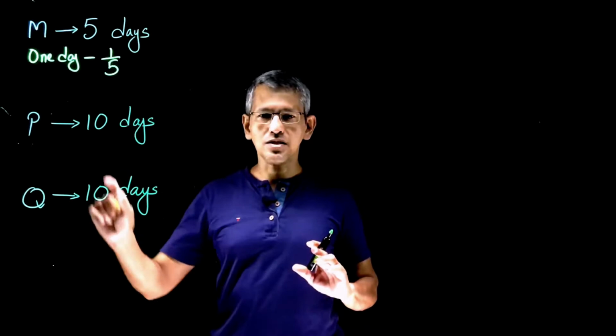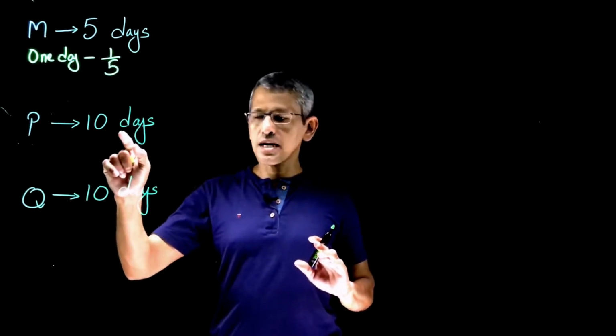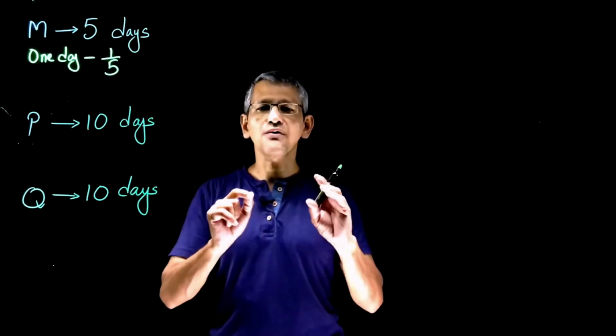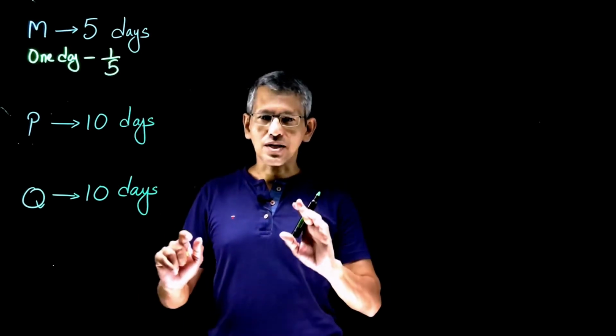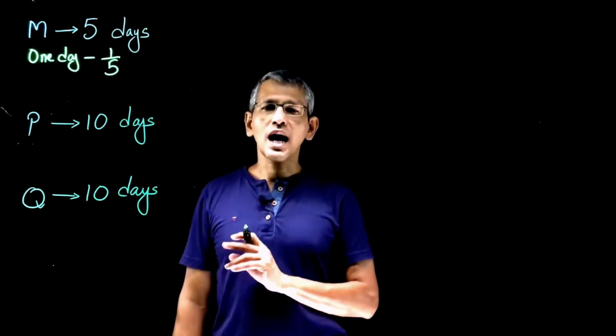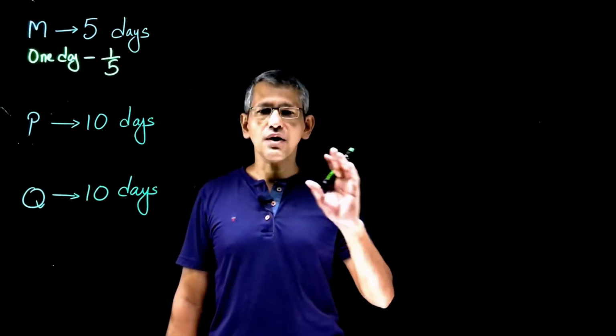In this case it is pretty simple. P needs 10 days, Q needs 10 days. If they work together, we need just half of it, right? Half the time. So 10 days, half of it, 5 days. However, what is the calculation for that? The technical way of doing it.